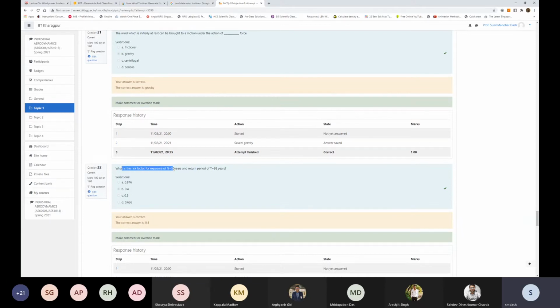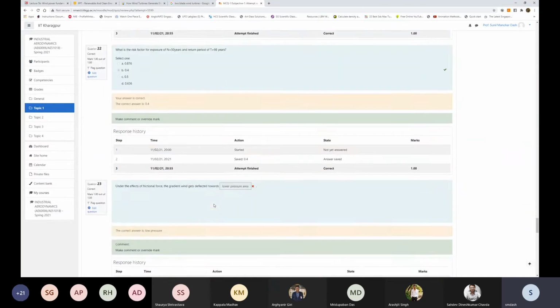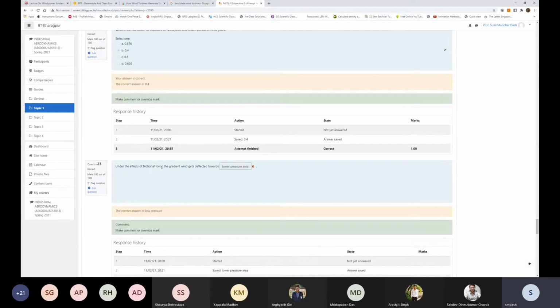What is the risk factor for an exposure period of n equals 50 years and a return period of T equals 90? It is a similar question to what we have seen previously. The correct response is 0.4. Next, under the effect of frictional force, the gradient wind gets deflected towards the lower pressure area. I think this is the question which Moodle could not handle properly, so I need to re-evaluate for all of you, and some of you got one extra mark. So this will be the low pressure region.